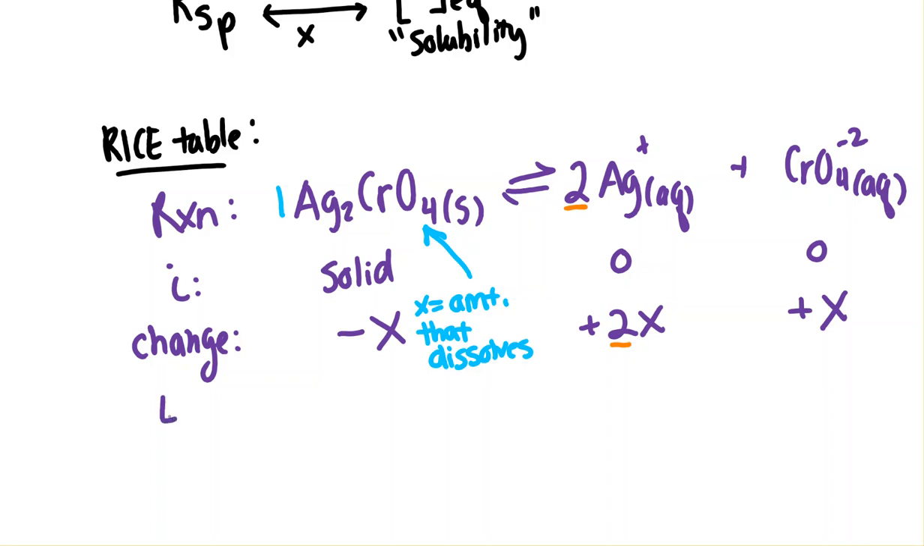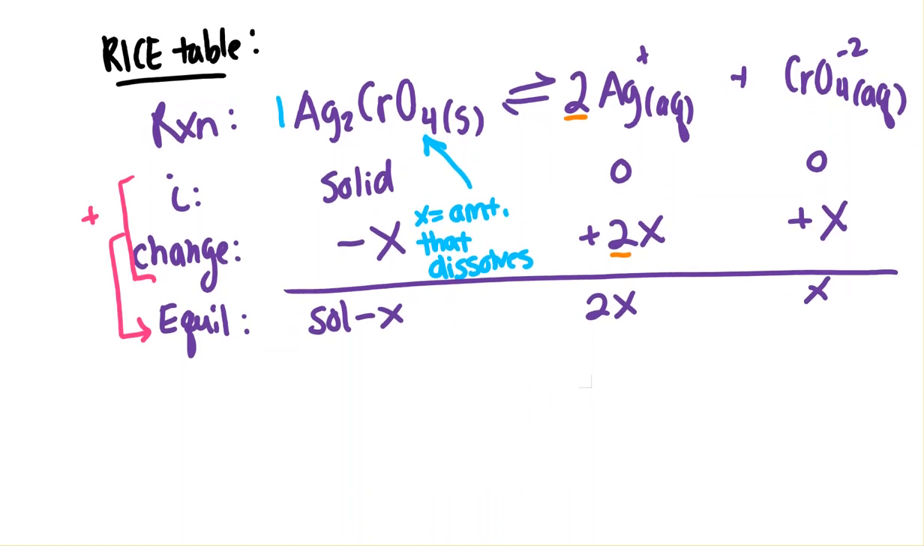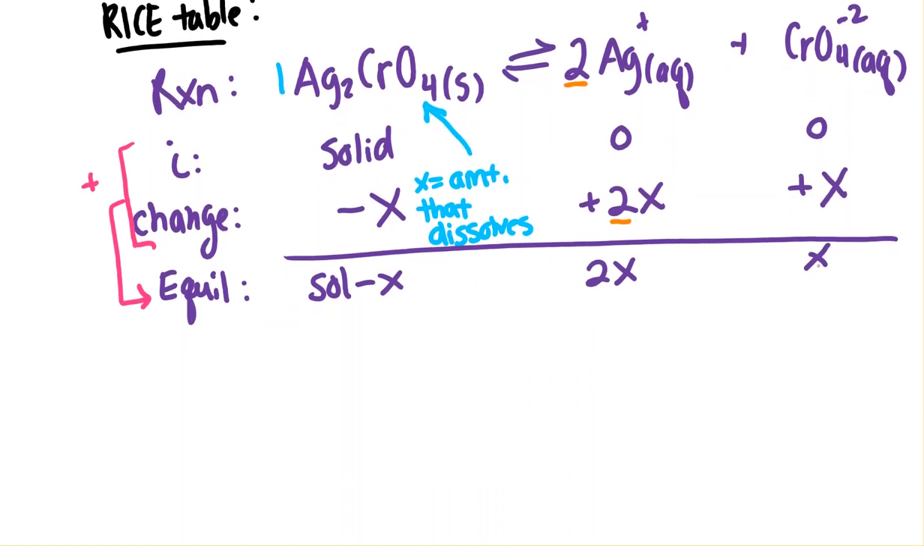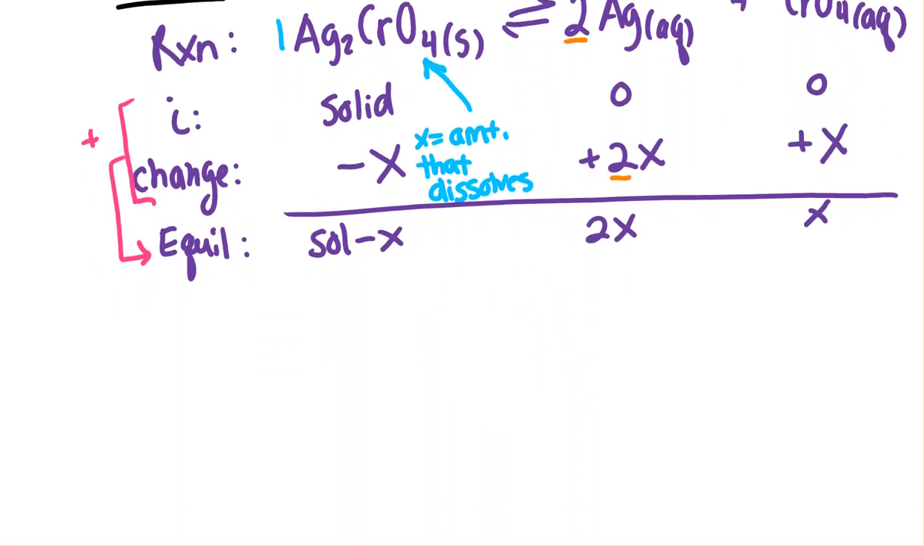And then what's happening at equilibrium, we're going to have the solid, and we tend to abbreviate that just SOL, solid minus x, and here I'll just have 2x, and here I'll have x. Remember, what I'm doing for those two, in this step, is I'm just adding these two to give me that.